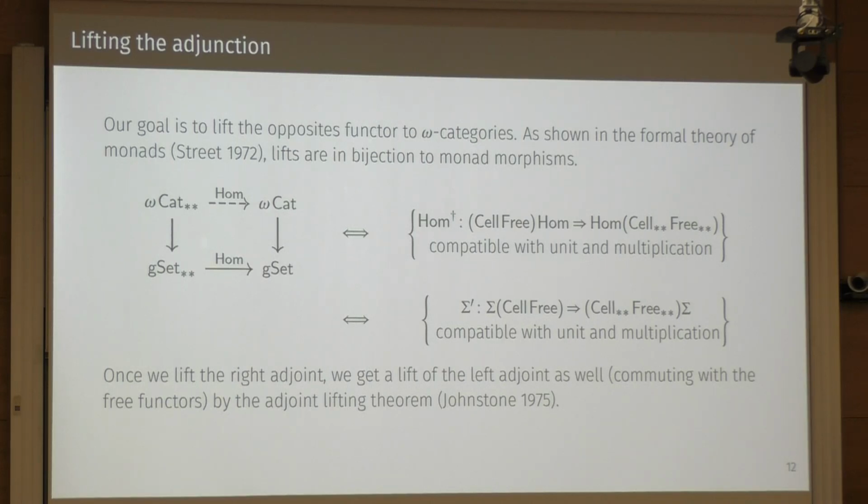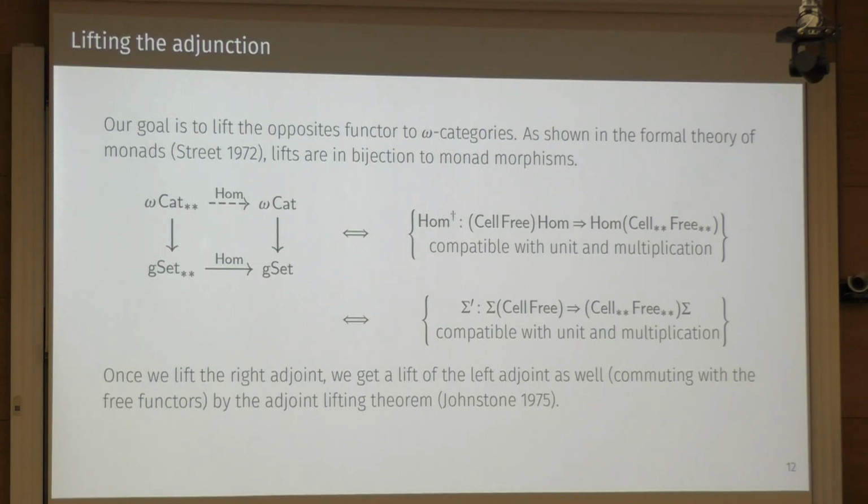And that would tell us how to lift the Hom functor, but there's a theorem of, I believe, Johnstone, an adjoint lifting theorem, which tells us that if we have a situation like this where we have two categories of algebras that are suitably co-complete and an adjunction in the base, then if we manage to lift the right adjoint, there's some lift of the left adjoint as well that commutes with the free functors.